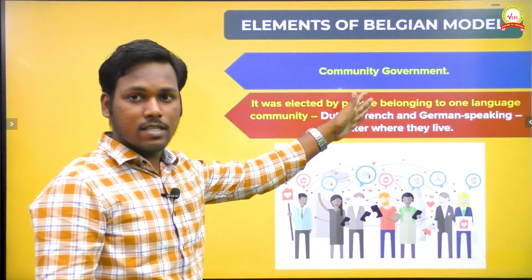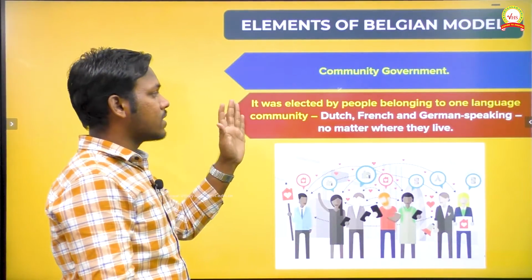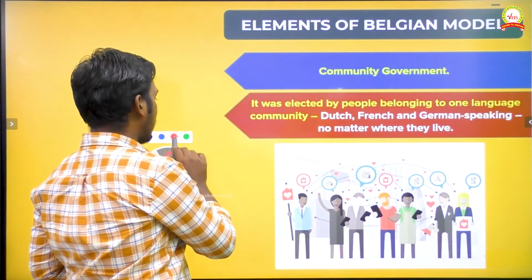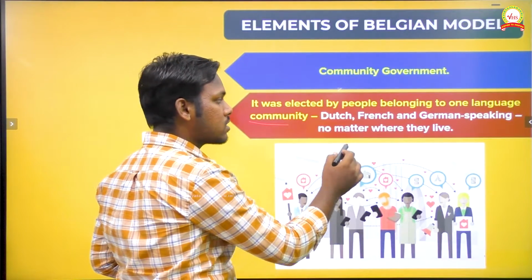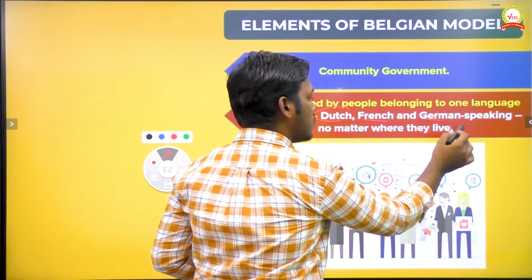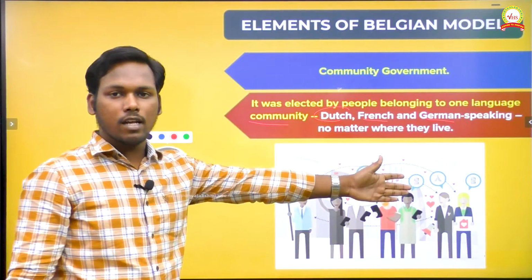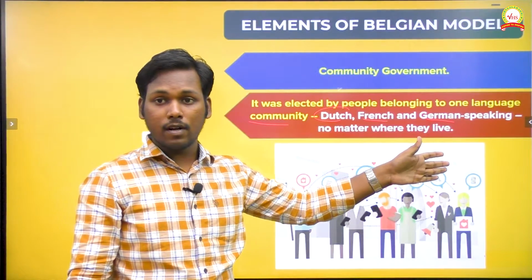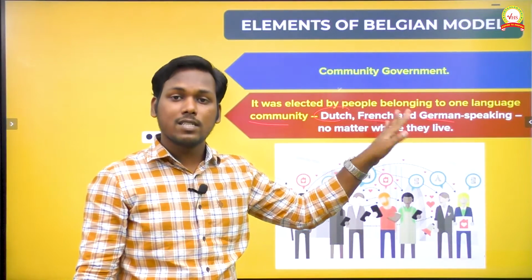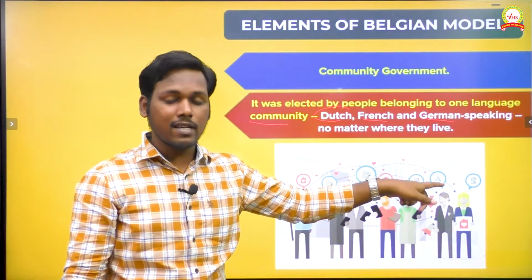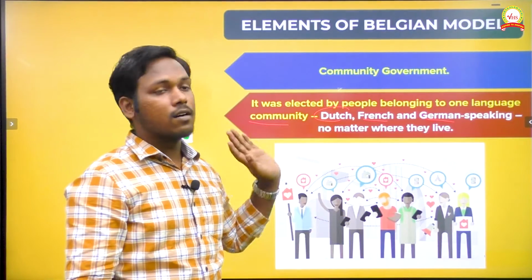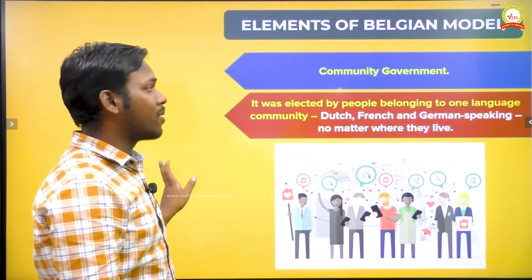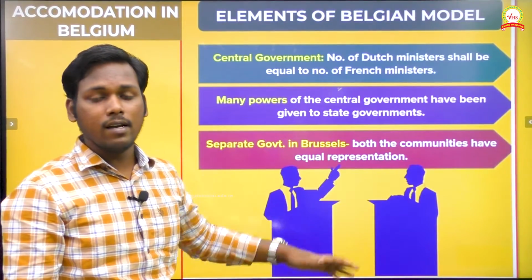So what was the necessity of community government? It was elected by the people belonging to one language community. So one language community people will be electing this. Dutch, French, German speaking, no matter where they live, they can live without any issues. If there are any issues, definitely this community government will safeguard them. That is the very basic reason to create a government called community government. So these are all the different models created by the Belgium people.